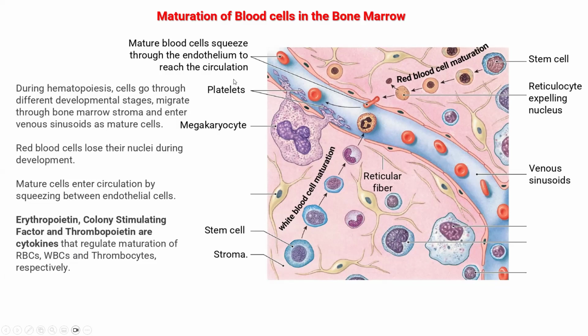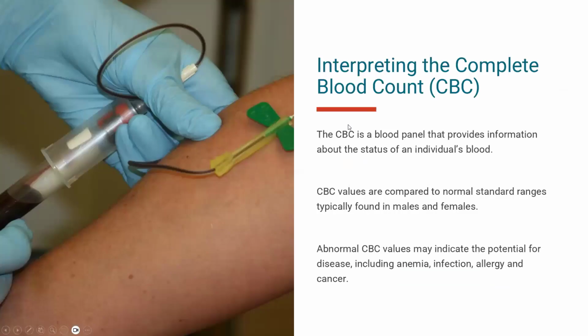Here you can see platelets, megakaryocytes, which are responsible for the development of platelets, stem cells, and white blood cell maturation through different stages. This is the bloodstream, the venous sinusoids, and these are the different stages of red blood cell maturation, and so on.